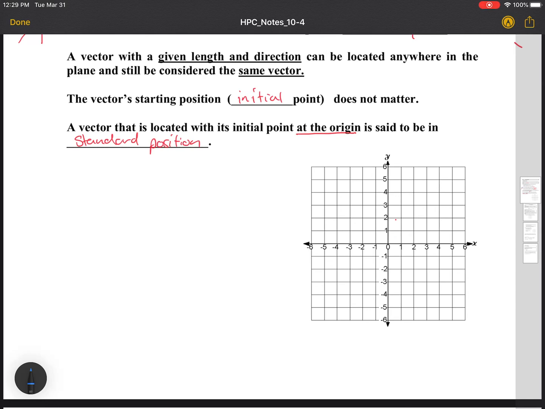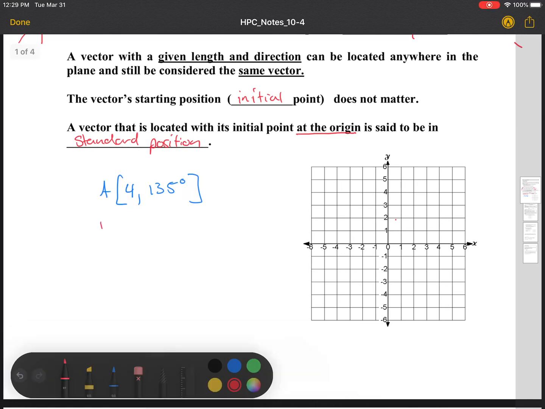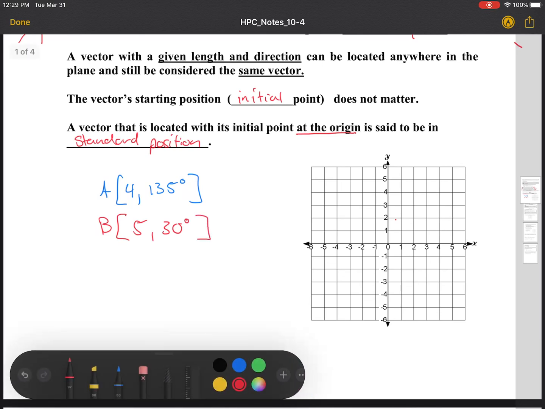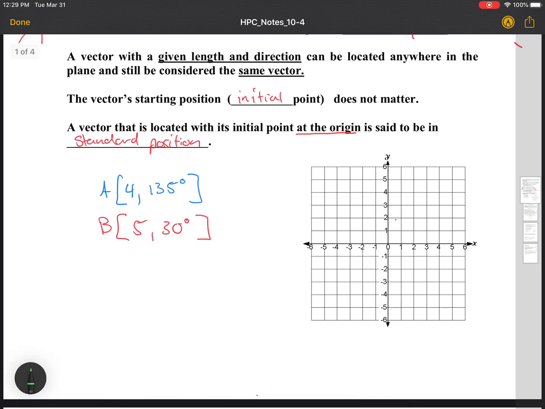We're going to practice graphing some of these points in polar form. I'm going to give you a couple points. Start with point A, 135 degrees. B will be 5, 30 degrees. And C will be 270 degrees. We're graphing these polar points.